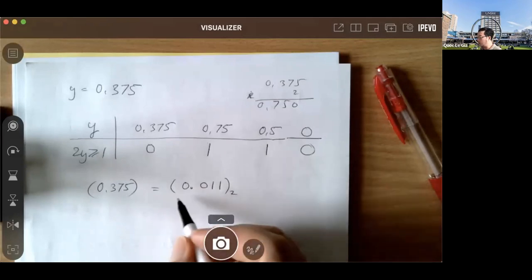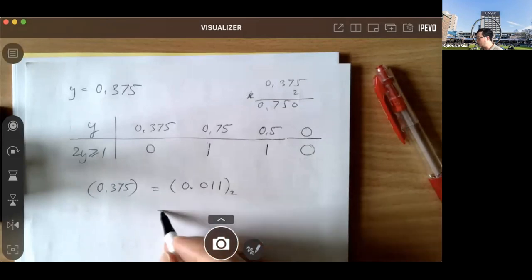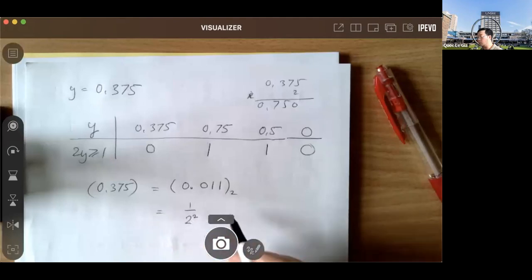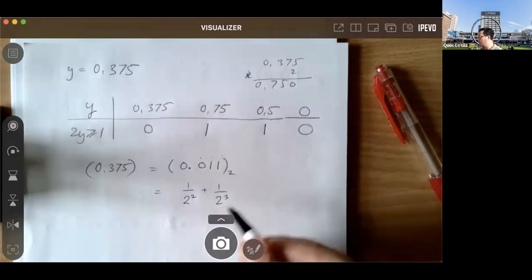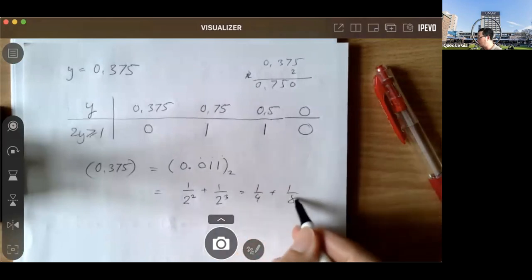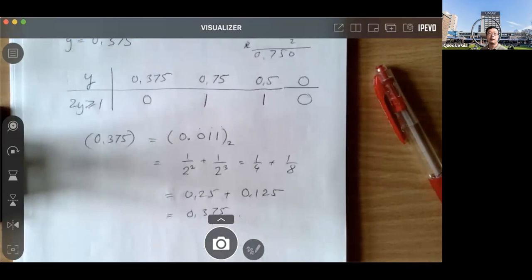Then check whether it's correct or not. This one is power minus 1, minus 2, minus 3, so this one is 1 over 2 to the 2 plus 1 over 2 to the 3, which is 1 over 4 plus 1 over 8, so 0.25 plus 0.125. Then this one is 0.375. So it's correct. So that is the algorithm, how you get the binary representation of a number less than 1.